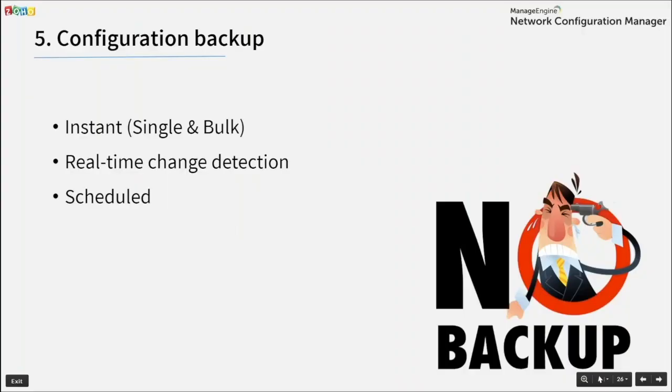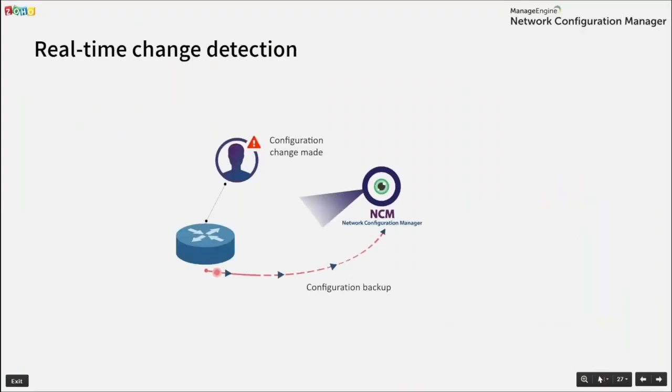Next, we have the real-time change detection. So this is how the real-time change detection configuration backup works in NCM. The user logs into the device, makes a change, and logs out of the device. So NCM immediately recognizes this logout message of the user and backs up the configuration, assuming that the particular user has made some kind of configuration change and it must not be lost.